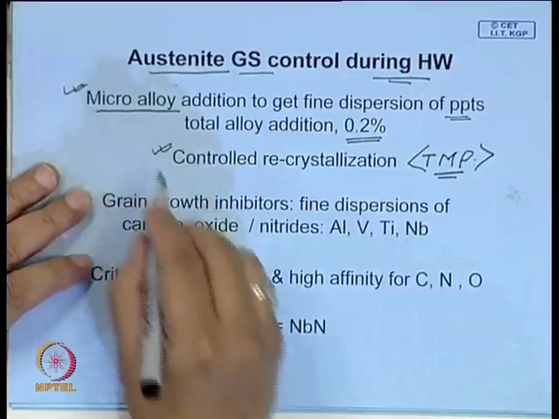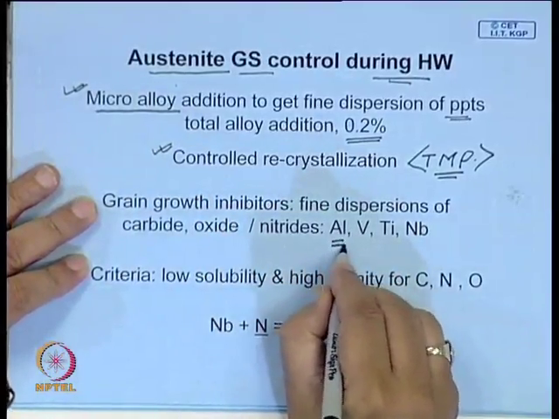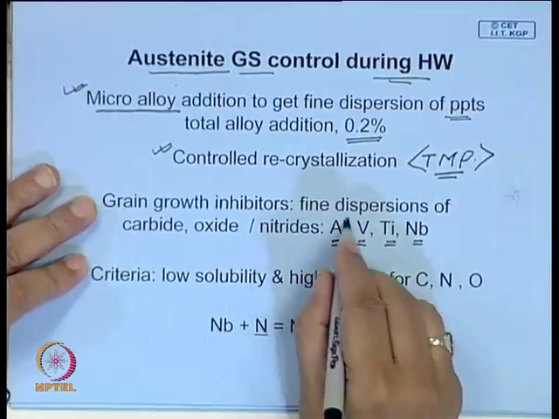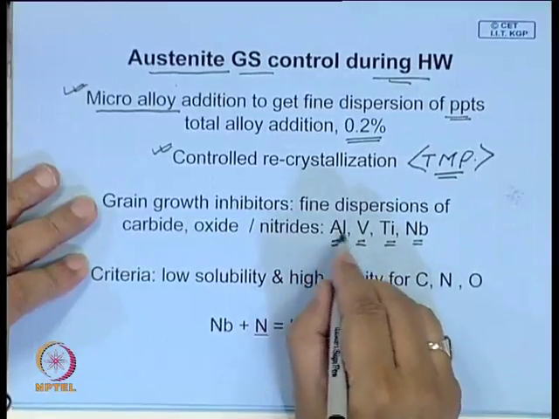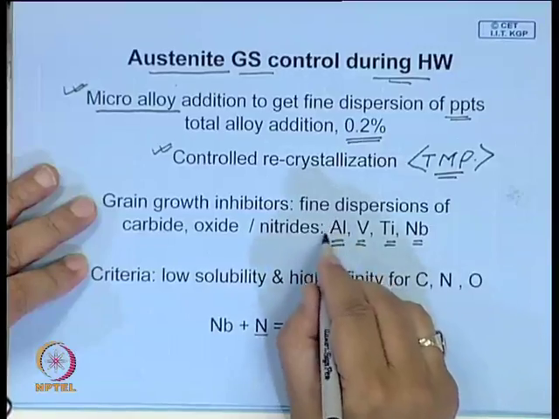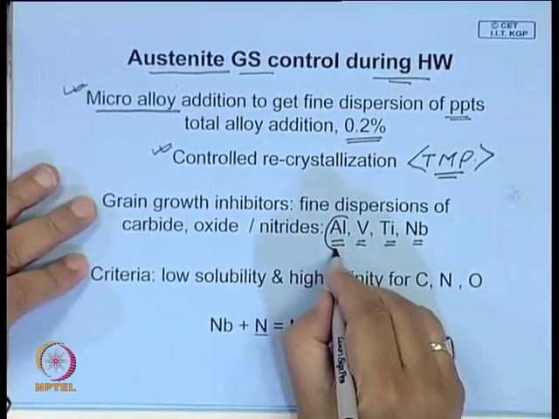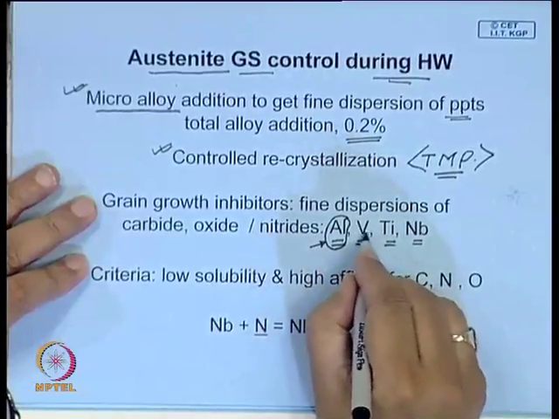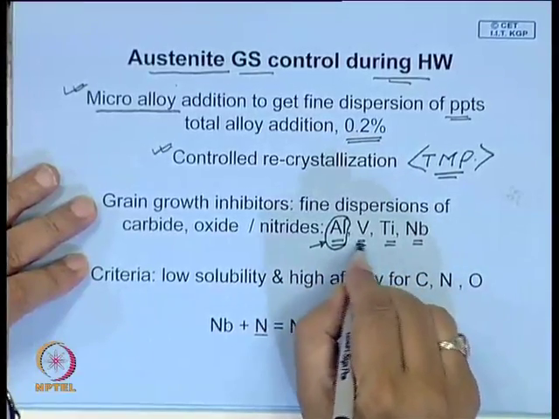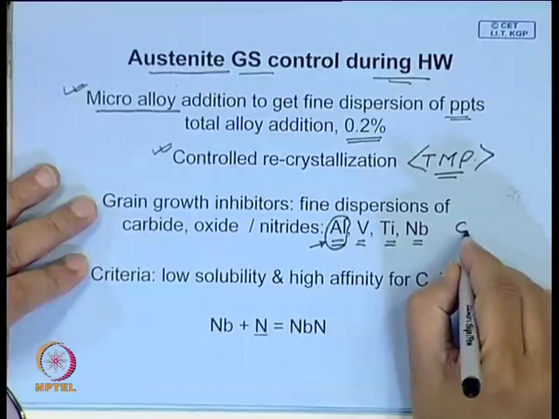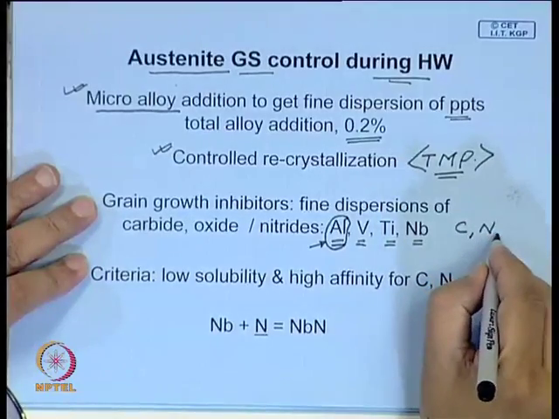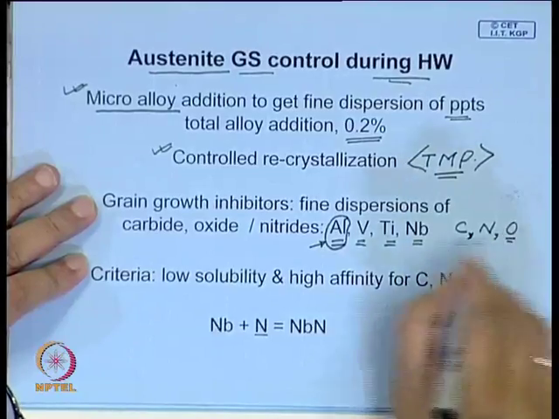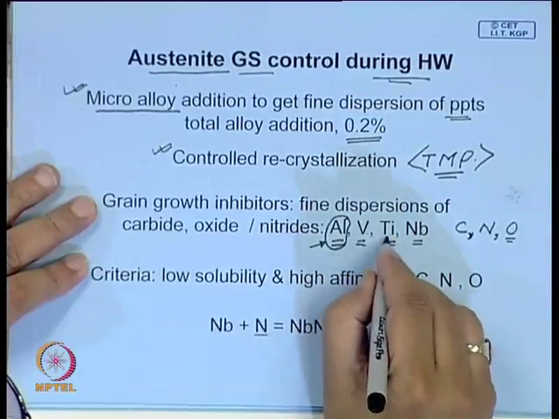Now, these microalloy additions we talked about, these are the common additions. We did mention that when you add aluminum in aluminum killed steels, you are likely to have fine alumina, and usually aluminum killed steels are inherently fine grained in structure. Now, each of these elements has a very high affinity for carbon, nitrogen and also oxygen. And these are very intentionally added elements.